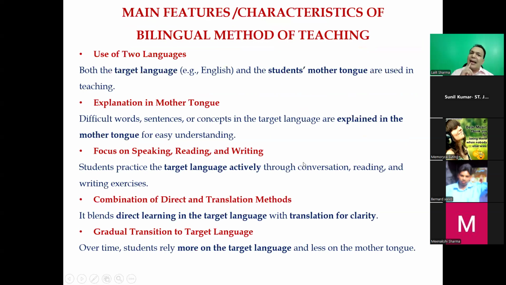Now what is the teacher doing? Speaking in the mother tongue, because students are from a vernacular background. In the vernacular languages my teacher is speaking, but along with that, he is speaking in the target language also. Okay. What are the main features, characteristics of the bilingual method of teaching?